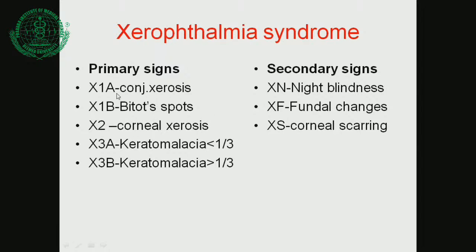Everybody knows these primary signs: X1A, X1B, X2, X3A and X3B. X1A is conjunctival xerosis. I will come to that later, and I will show the pictures. Secondary signs are XN, which is night blindness, and XF, which is fundal changes. So there is xerosis of the fundus, and there may be corneal scarring, that is XS. So these are the secondary signs, but for the primary signs we go to the pictures.